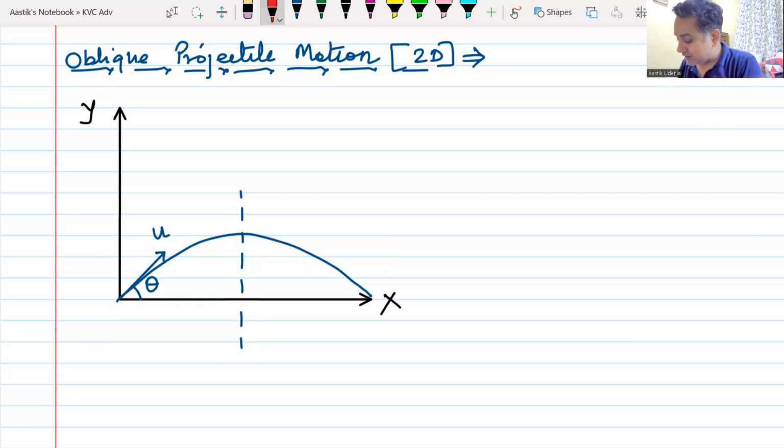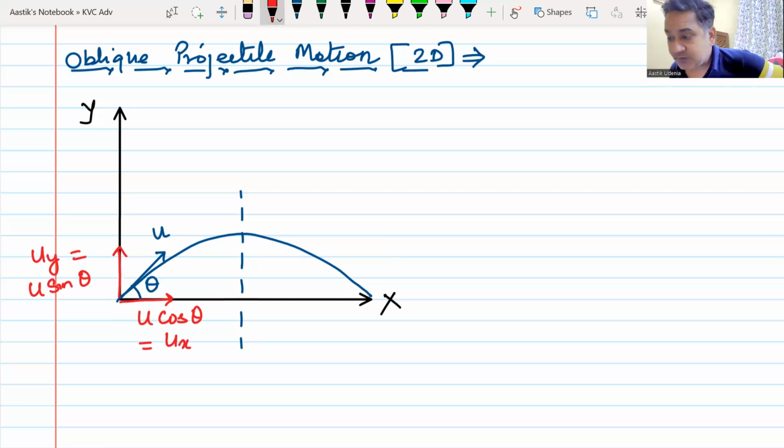Now this velocity u can be broken up into 2 components. One is u cos theta along the x-axis, so I can call it ux. The other is u sine theta along the y-axis, I can call it uy. Yes or no?